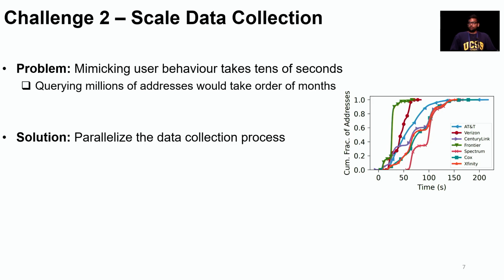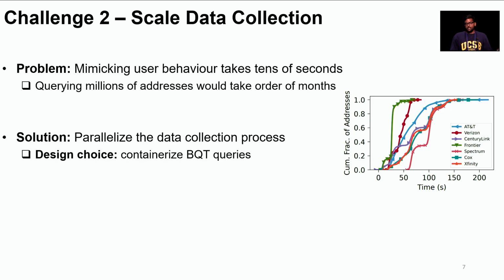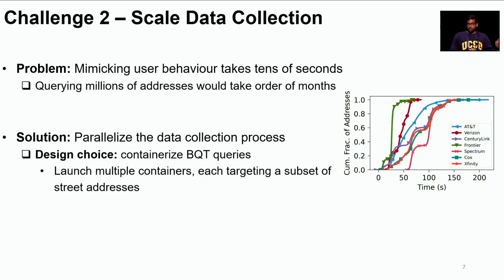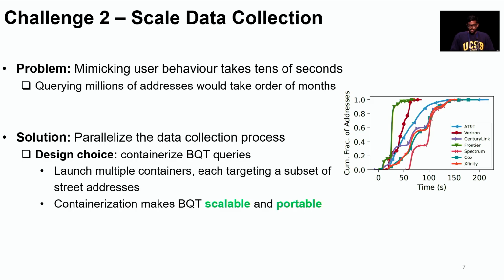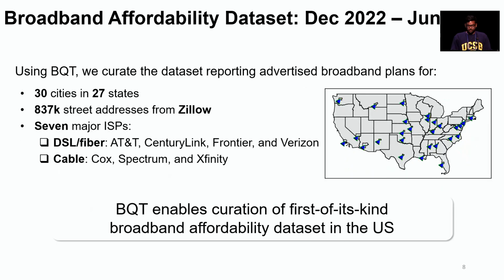So we adopt the option of parallelizing the entire data collection process. We containerize it using Dockers. For every ISP that we conduct this data collection, we launch 100 Docker containers, which amortizes the overall time it takes to collect individual street addresses. Not only does it make the entire process scalable, it also ensures that the process is portable, because our objective is to also release the tool so that other people can make use of it. So this is how we ensure scalability, and at the same time, it becomes portable as well.